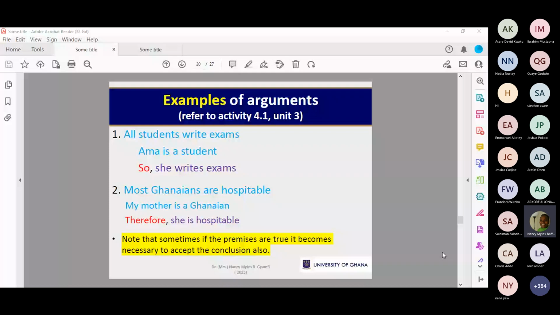All right. Example 2 then represents inductive reasoning. Why? Most Ghanaians are hospitable. My mother is a Ghanaian, therefore she is hospitable. Suppose we take it to be true that most Ghanaians are hospitable, and even add that my mother is a Ghanaian. It doesn't necessarily lead to the conclusion. I said necessarily, no, it doesn't lead to that conclusion that therefore she is hospitable. It could be true that both the premises in example 2 are true, but my mother could be part of the few who are not hospitable.